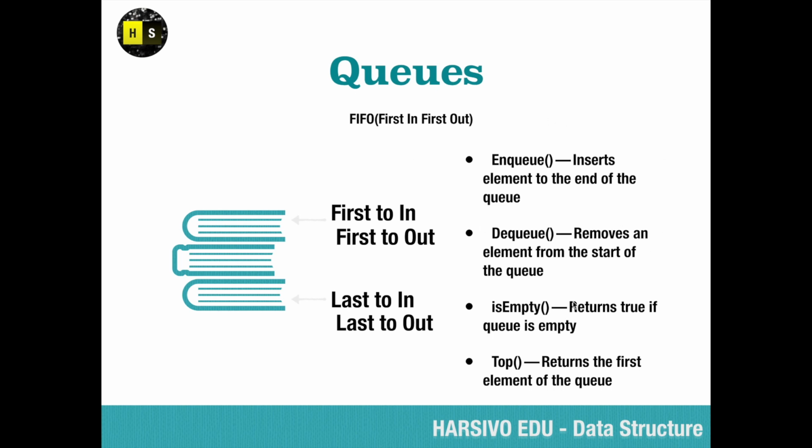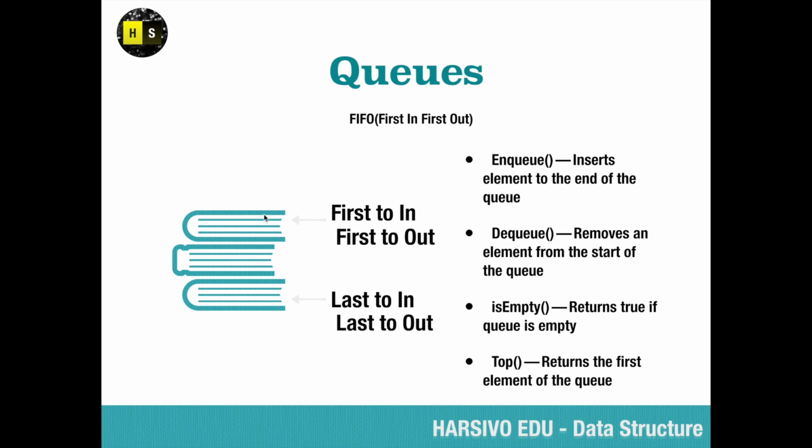Okay, so the operations we can perform on queues are enqueue, which inserts an element at the end of the queue. So if you want to insert an element at the end of the queue, we'll use the enqueue operation. Dequeue removes an element from the start of the queue. So if you want to remove the first element from a queue, then you will use dequeue. Over here also we have isEmpty, which will return true if the queue is empty. And top will return the first element of the queue without removing it from the queue, same as what we saw in stack.